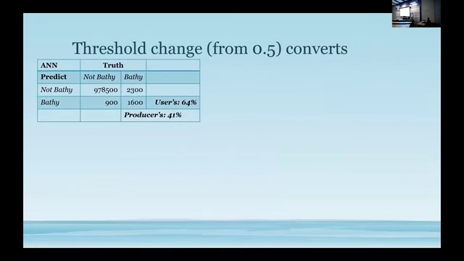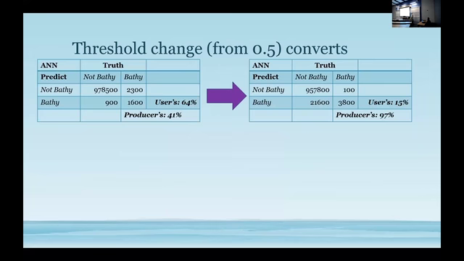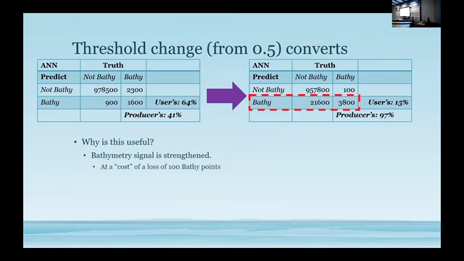And what that does is it takes that confusion matrix, which is the same thing you've seen before, and it converts it into that. Now, you may be looking at that and saying, well, why is that useful? Well, the reason that's useful is because it has strengthened the bathymetry signal. Prior to doing that, I was looking for 3,900 bathymetric points out of 1,000,000. Now I'm looking for 3,800 bathymetric points out of about 25,000.